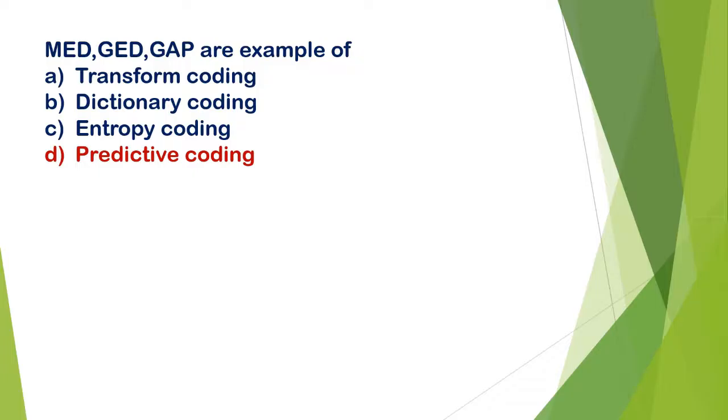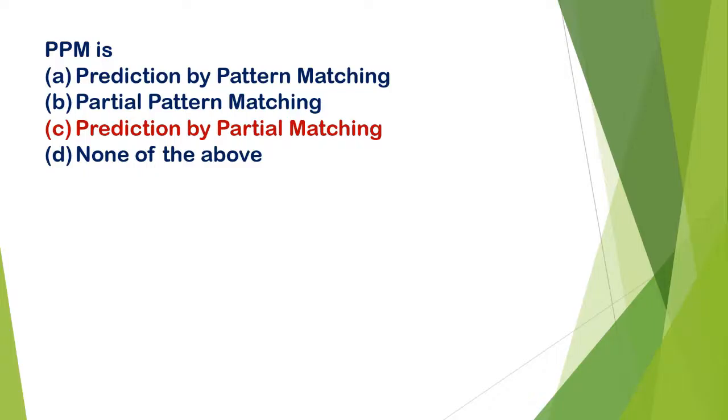MED, GED, GAP are examples of A. Transform coding, B. Dictionary coding, C. Entropy coding, or D. Predictive coding, and the correct option is D, predictive coding. PPM is A. Prediction by pattern matching, B. Partial pattern matching, C. Prediction by partial matching, or D. None of the above. And the correct option is C, PPM is prediction by partial matching.